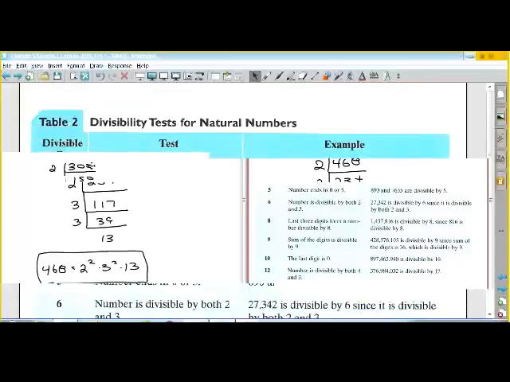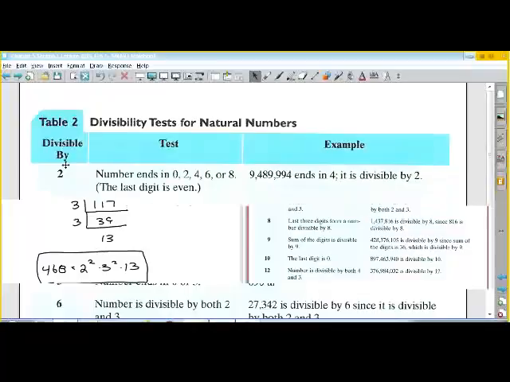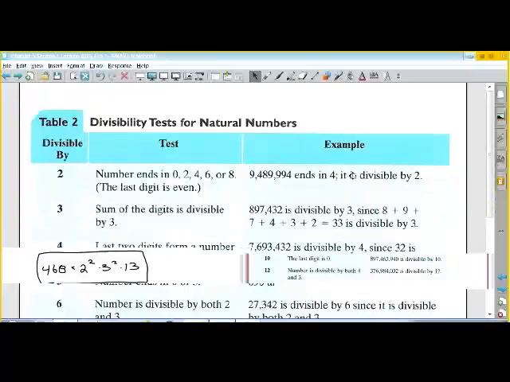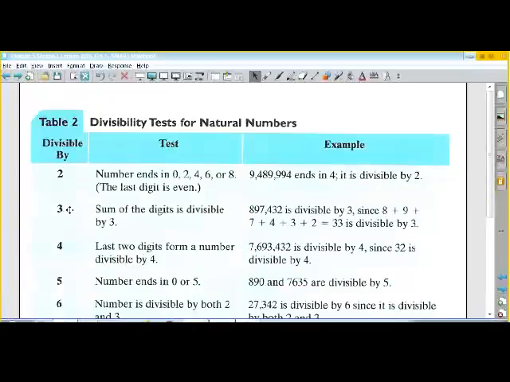So here are the tests, and they're in your book. Dividing by 2 is easy because if it's even, you can divide by 2. For dividing by 3, the sum of the digits must be divisible by 3. Here's their example. It's a big number which we'd have no idea is divisible by 3. But if you add the digits, 8 plus 9 plus 7 plus 4 plus 3 plus 2, you get 33, which is divisible by 3. It's 11. And so I know this big number is divisible by 3.